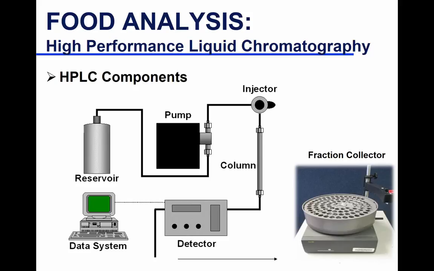Oftentimes, your sample after detection goes to waste. Sometimes you need to collect the sample, so you would have a tray of tubes, and the sample collector is timed, like every 5 minutes to collect 3 milliliters or whatever. So you program it and it turns and you collect fractions from your run to use them for other analysis.